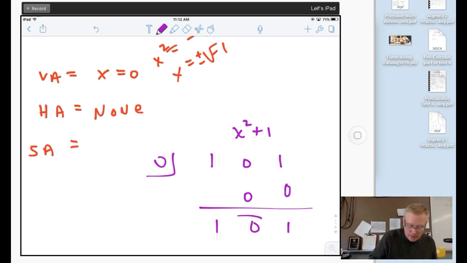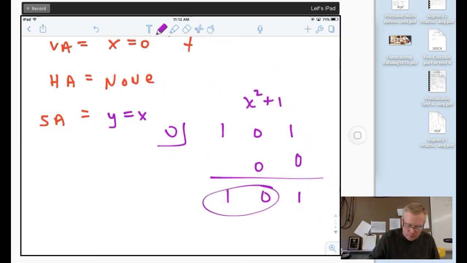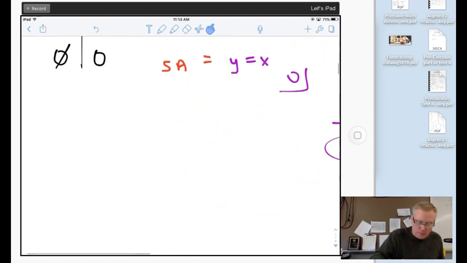All right, so I got x, which means my slant asymptote is y equals x, because remember, this would be x plus 0. All right, so I got my slant asymptote, and I'm going to do my quick sketch here.